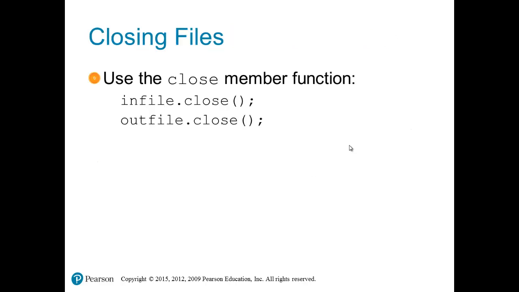Then after you're done using the file, you always want to close the file. So use infile.close. Again, infile, outfile are just variable names. They could be x and y. It's just a variable name. Infile is type ifstream, outfile is type ofstream. The ifstream and the ofstream make it input and output respectively.